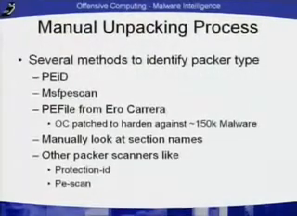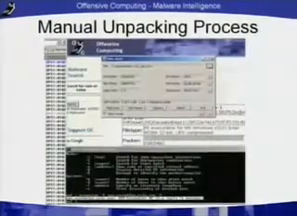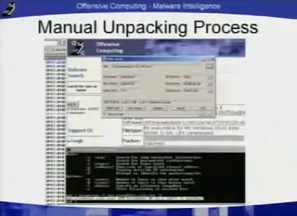Also, there's a really great tool from Ero Carrera called pefile, which Danny here has made some contributions to, and we've tested it against a large set of malware to make sure it works very well. Sometimes you can manually look at section names or other parts of the binary and get hints. They'll leave hints in there as to what the packer is. And there's a ton of other scanners which are usually not as good as the above methods, but sometimes will yield interesting results.